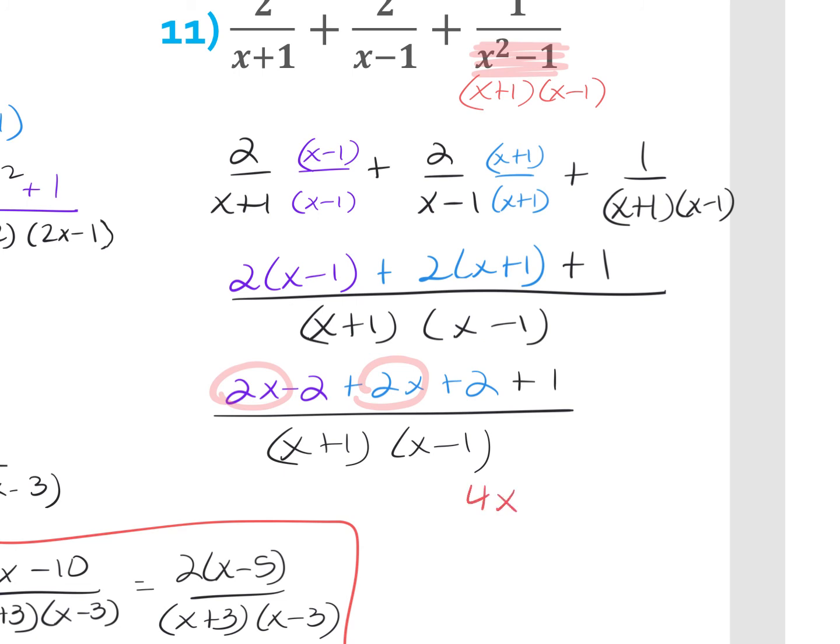Then I'm going to go back and add up all my constants. Negative 2 plus 2 is 0, plus 1 is 1. So plus 1 over x plus 1, x minus 1. You can leave it like that.